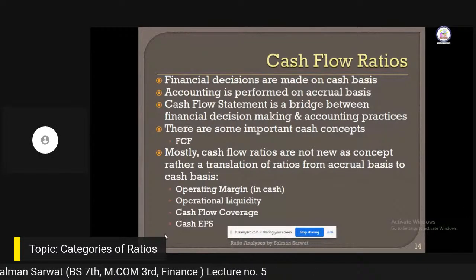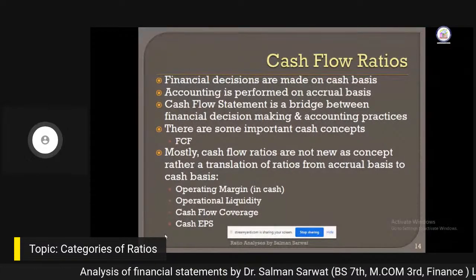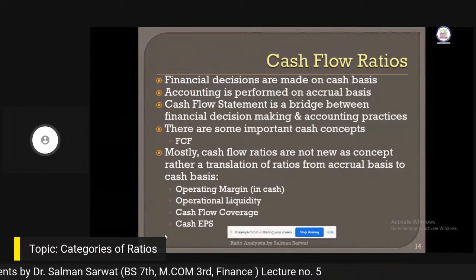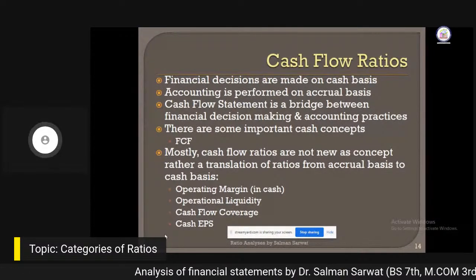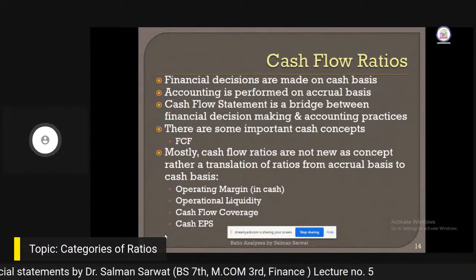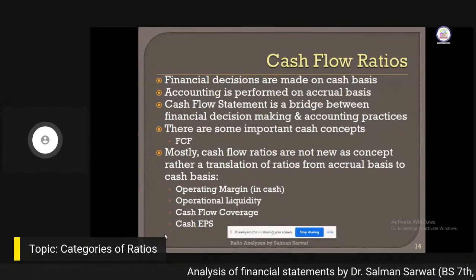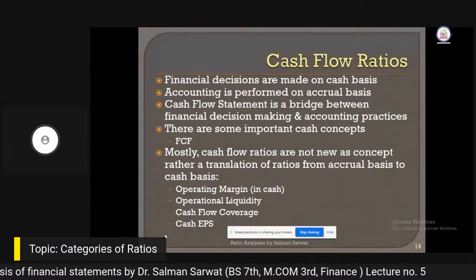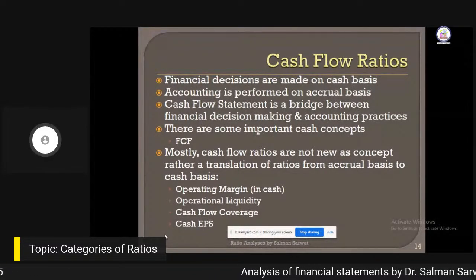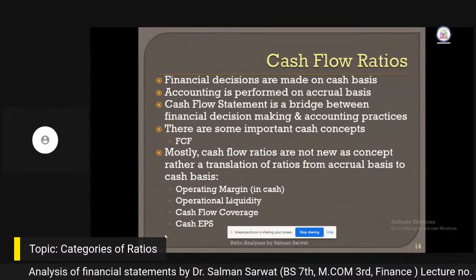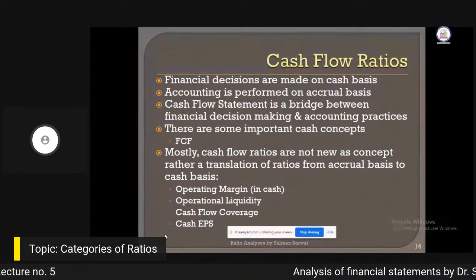So when we are performing analysis of financial statements, it is important for a finance manager, and even an investor, that we translate accrual based financial information into cash flow based financial information. With the help of that cash flow based information, we calculate cash flow based financial ratios that will give you some more insight about the company. So cash flow ratios cover this aspect. You can also say that these ratios are nearer to finance as compared to other ratios, because they are based on cash.